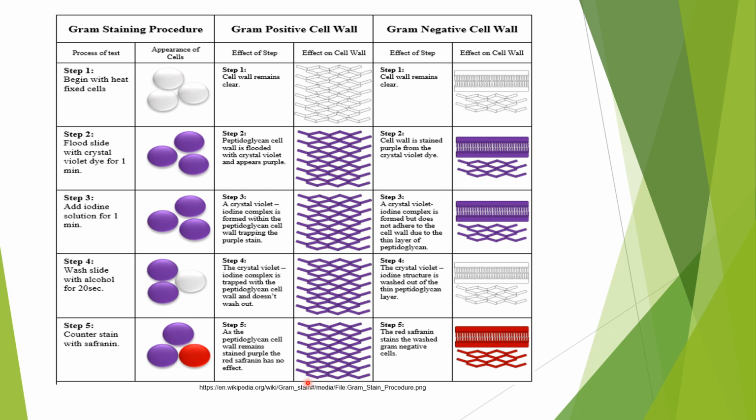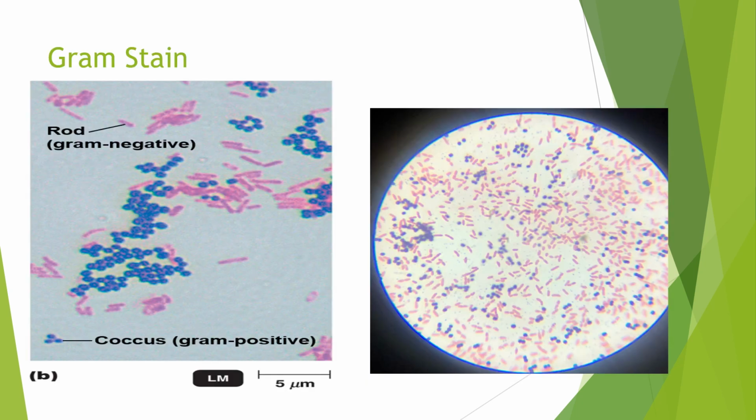And then the last step is to go ahead and add your counter stain. Who's going to accept the counter stain? The cells that have a thin layer of peptidoglycan. So they're going to accept the stain and they're going to appear red under the microscope. So this is an example right here. The ones that are appearing red, those are gram negatives. The ones that are appearing violet, those are the gram positive. Okay.